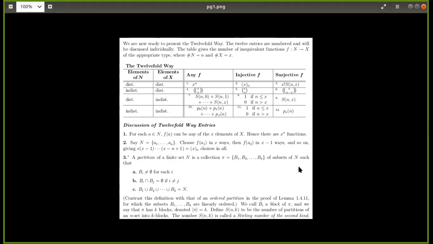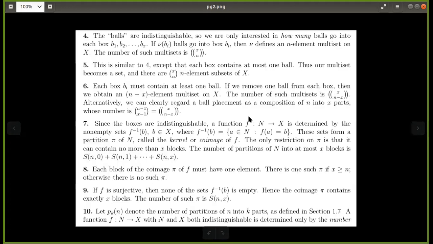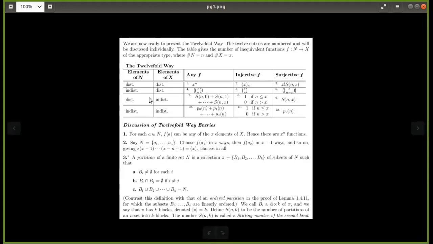In contrast, if you try to put these numbers, then you can also see that the number of surjective functions from a distinguishable set to a distinguishable set is the cardinality of X factorial times S(n,x). Okay. Similarly, all these other entries are also explained, which I have here. So first just see that.